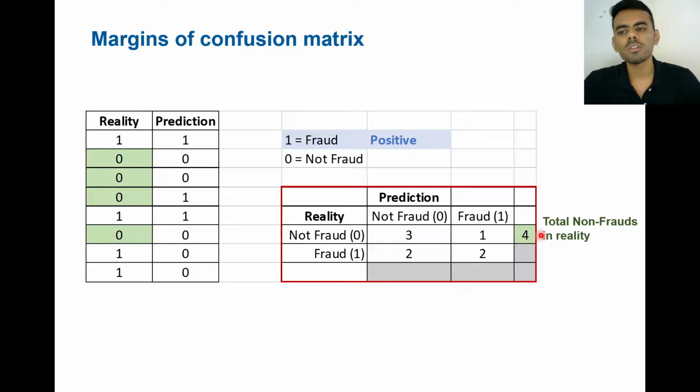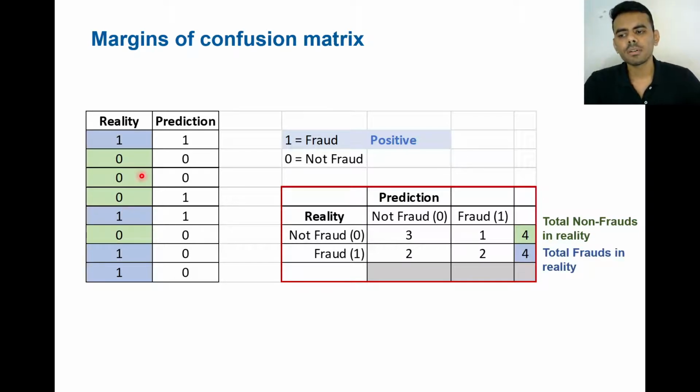Now we will focus on the margins. Margins hold an important place in better understanding of future metrics, and you will soon realize why. Right now, the margin value for this row is 4. It is essentially summing up the values across this row. So what is this signifying? It is signifying the total non-fraud cases in reality. If you see over here, in reality, there are 4 0 values. So it tells me that in my whole data, there are 4 non-fraud cases.